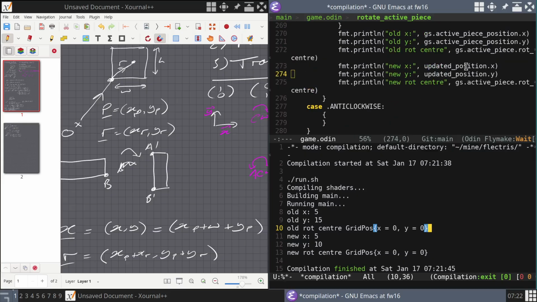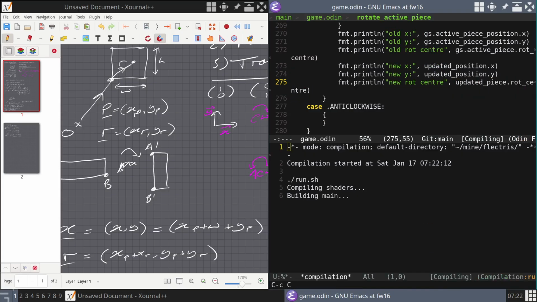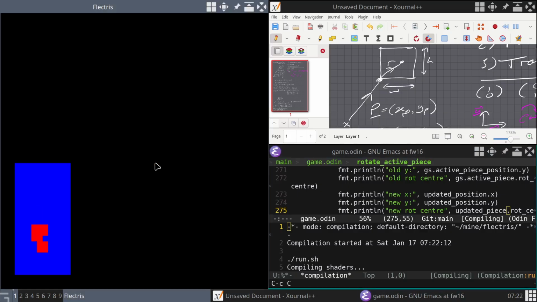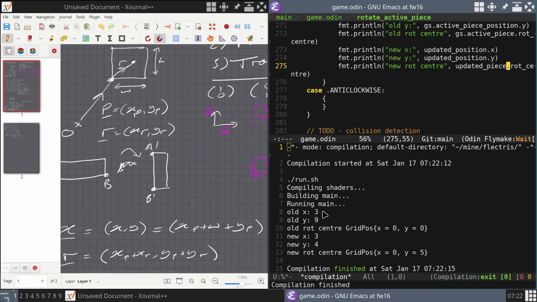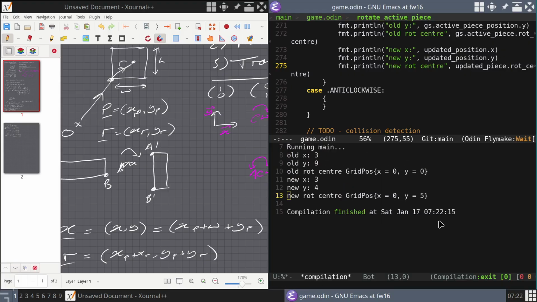Written the right thing in new rot center? I'm not. That's my problem. That is updated piece. Rot center. It goes from 3.9 to 3.9. Yeah, okay, it is doing what I want. Jesus Christ. Why is it always the dumbest thing? Every time. But that's good news.